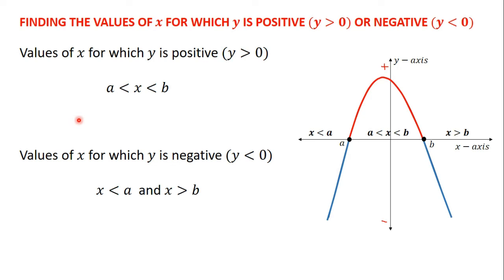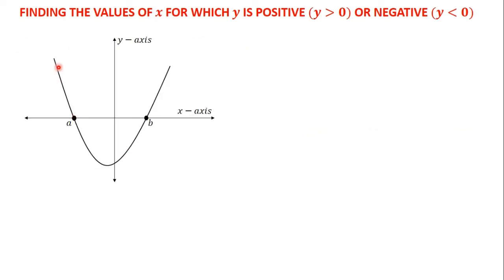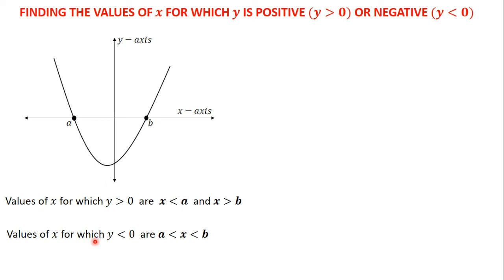Now, let's go over what we have learned in this video. If the curve has a U-shape and the x-intercept on the left-hand side is a and the x-intercept on the right-hand side is b, then the values of x for which y is greater than 0, or y is positive, are values of x less than a and values of x greater than b. Values of x for which y is less than 0, or negative, are values of x between a and b. This is when the curve has a U-shape.